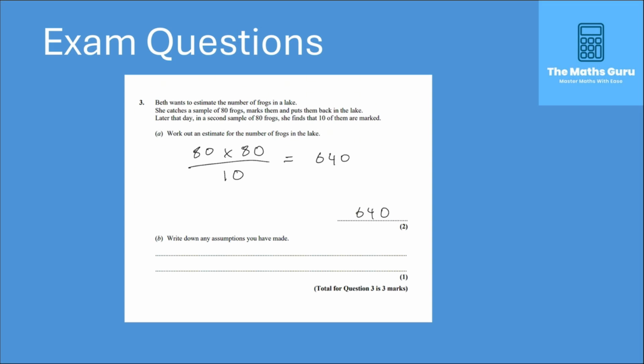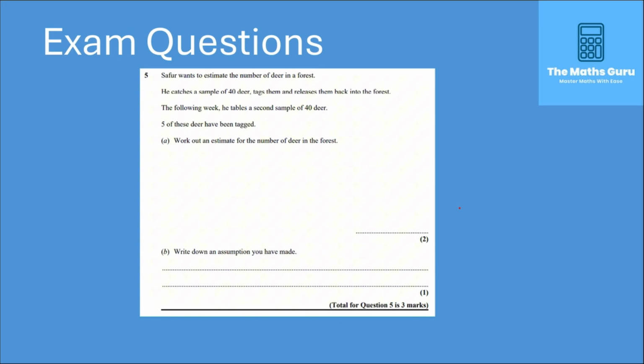An assumption that we can make is that the marks did not wash off. So if the number of truly marked frogs was, say, 20, but 10 of them had been rubbed off, if we had 20 here instead of 10, our estimate for the population would be much lower. So that is an assumption that we can use.